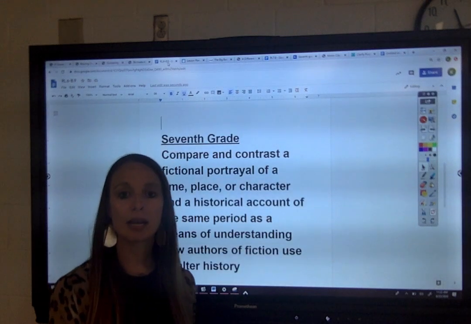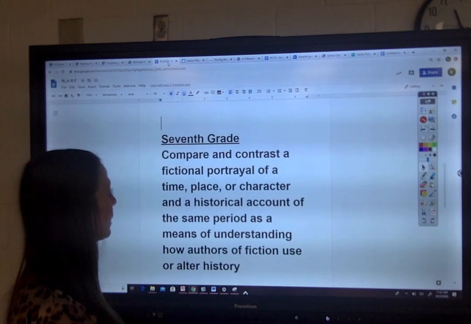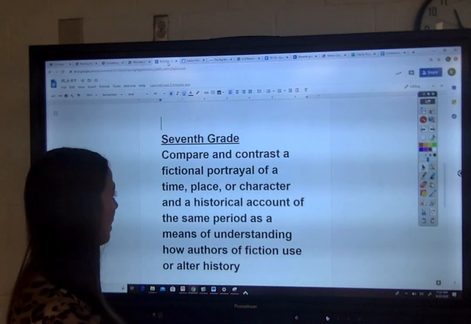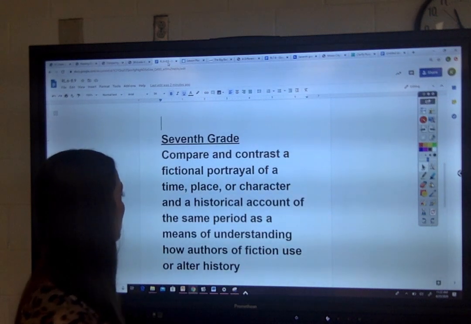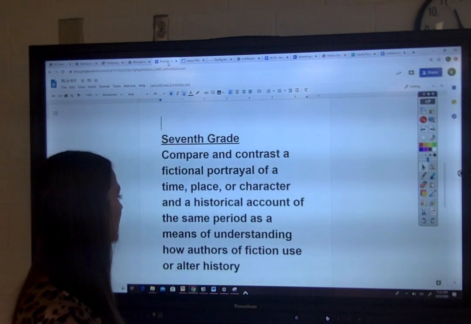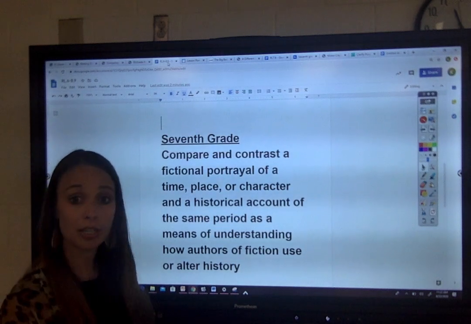Today we're going to be looking at RL.7.9. Compare and contrast a fictional portrayal of a time, place, or character and an historical account of the same period as a means of understanding how authors of fiction use or alter history.